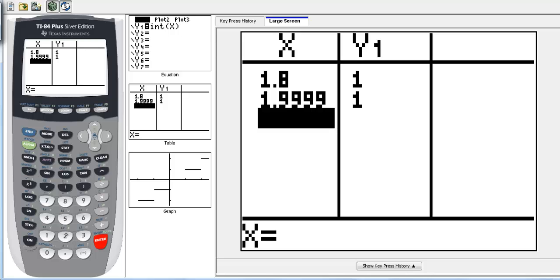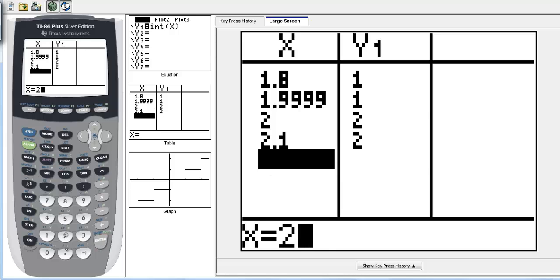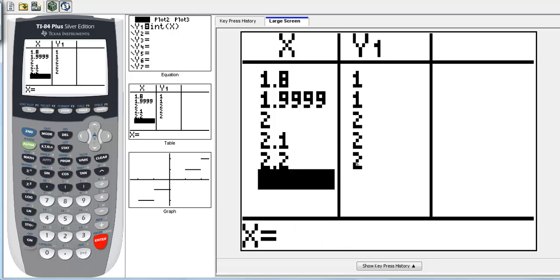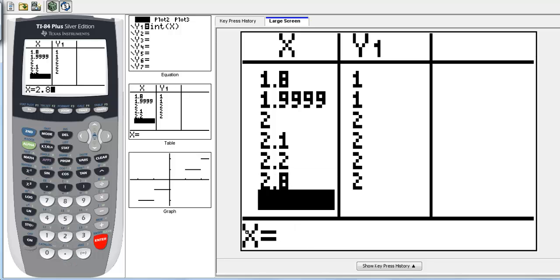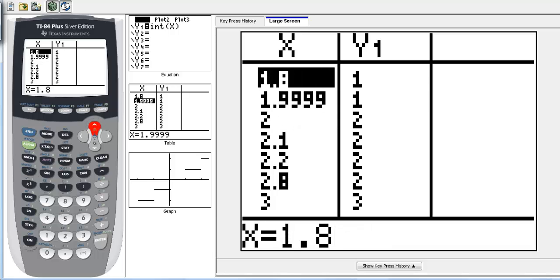Now, as soon as I type in 2, 2 is an integer, so the answer is going to be 2. But if I was to type in 2.1, we get 2. If I type in 2.2, the answer is 2. Or if I type in 2.8, so anything all the way up to 3 is going to give you an answer of 2, but as soon as you type in 3, 3 is an integer, so your answer is going to be 3. So hopefully if you play with this, you'll get the idea of this greatest integer function.